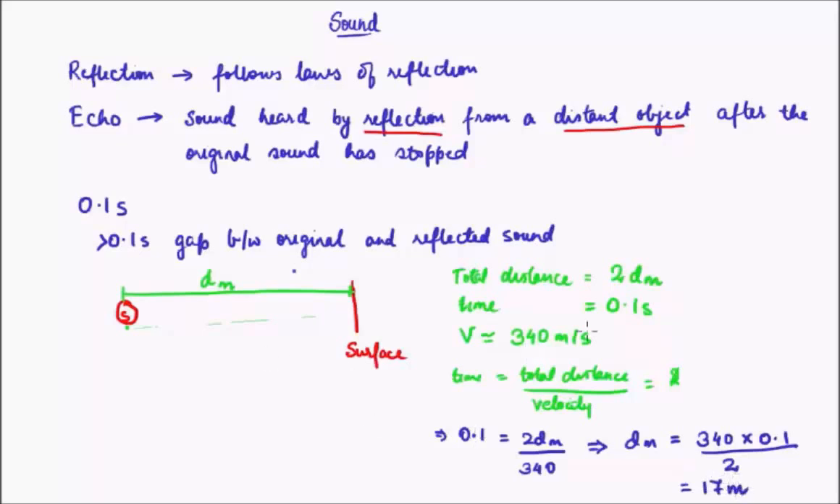So through this calculation we can see the minimum distance between the obstacle and the observer. This is basically the observer, because the observer is the one who is hearing, right? So this is the observer. The minimum distance between the obstacle and the observer should be 17 meters.